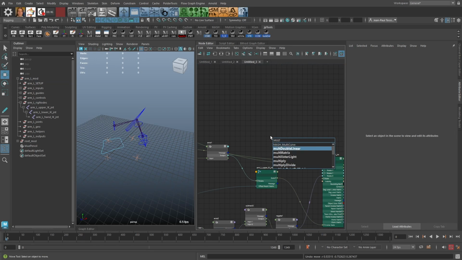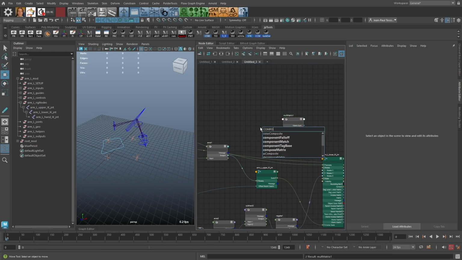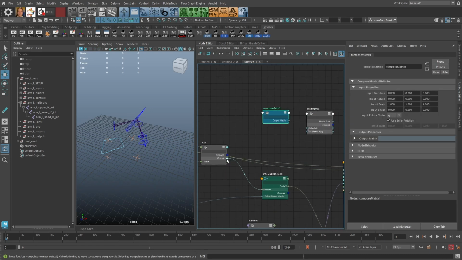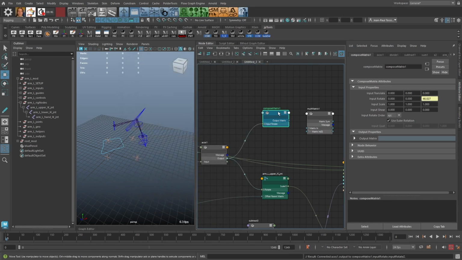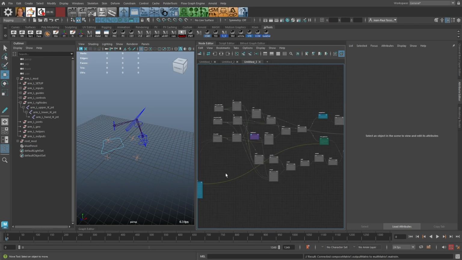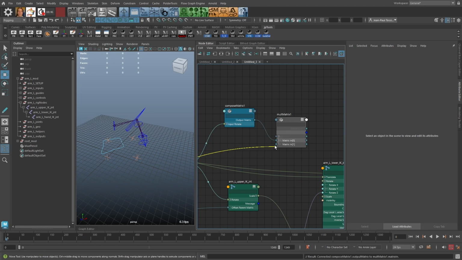So if we do mult matrix, and then we create a compose matrix. And we take the output rotation and put it into the rotate Z. And we take the output into the first plug of the mult matrix node, and we take the offset parent matrix coming from the aim matrix and plug it into the second part.